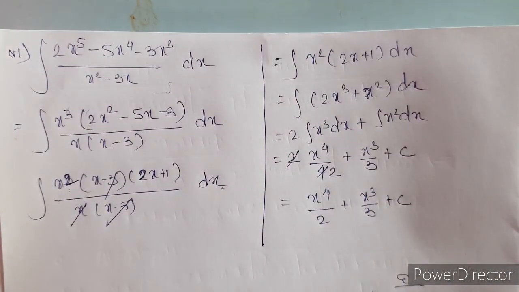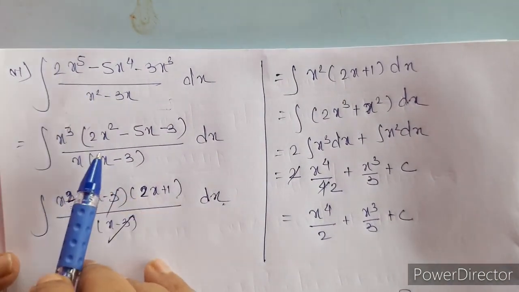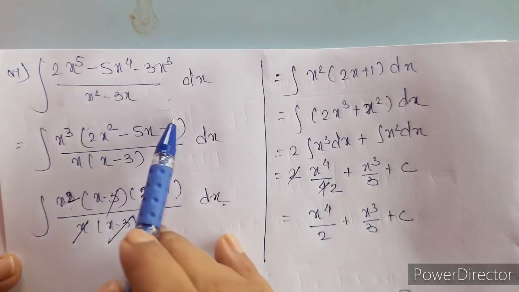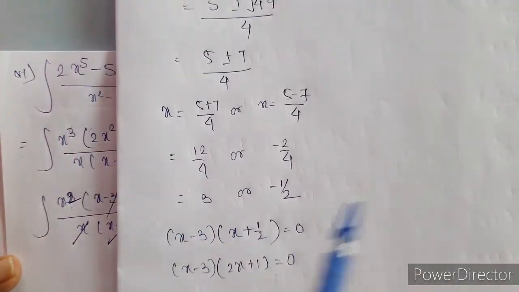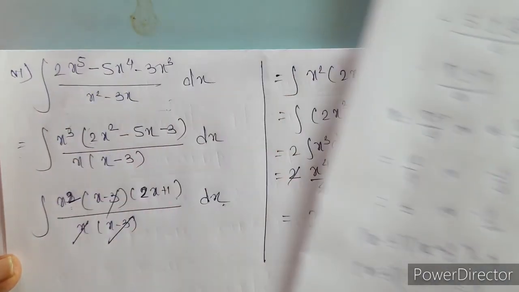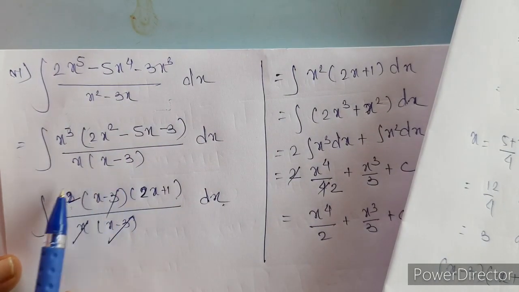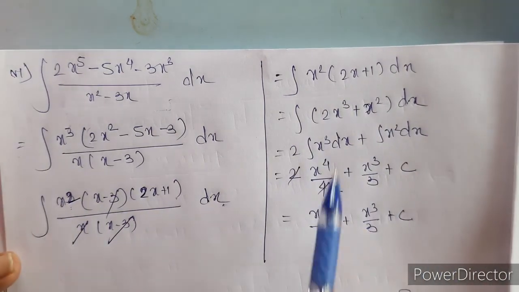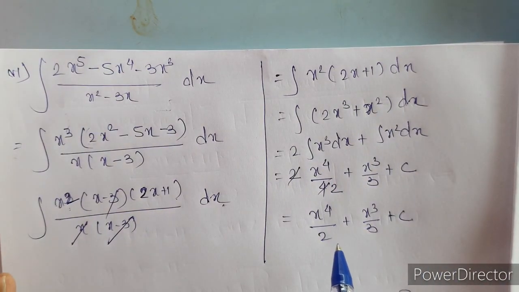So what we are doing is, we are trying to simplify this. If we are getting a quadratic equation, we are trying to find roots of it and write it in terms of roots, and then cancel whatever is possible, and then find the integral of the expression.